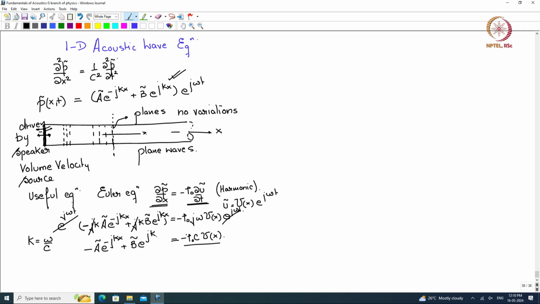Or if we take out the minus also, what I get is u of x, the amplitude of the particle velocity at any point x, is equal to a tilde by rho 0 c e to the power of minus jkx minus b tilde by rho 0 c e to the power of jkx.